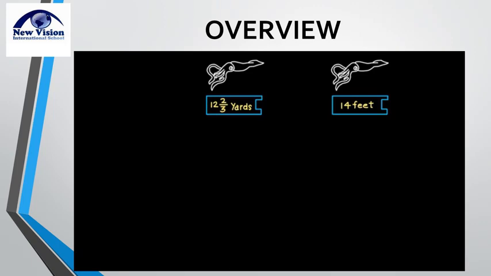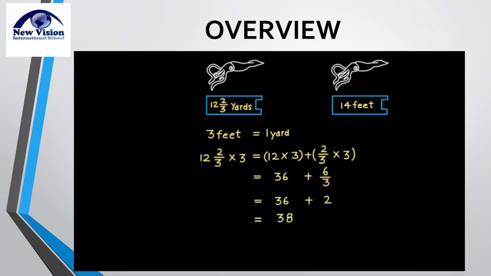We can convert the length of the first squid to feet. There are 3 feet in 1 yard. So to convert, we need to multiply 12 2/3 yards times 3 feet to calculate the length of the first squid in feet. We multiply 3 by both the whole number and the fraction to find that 12 2/3 times 3 equals 38. The first squid is 38 feet long.